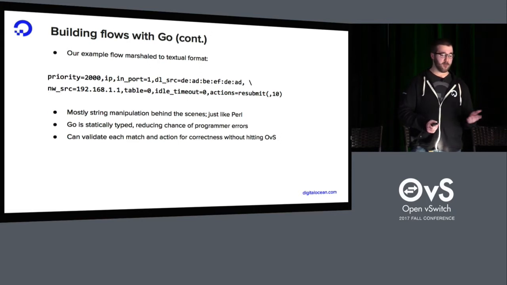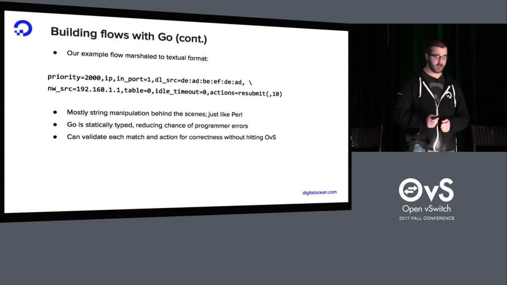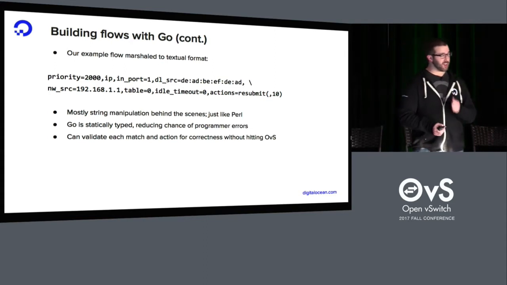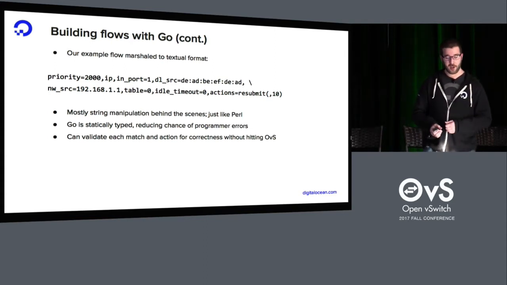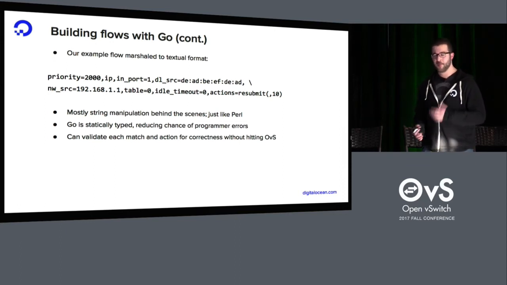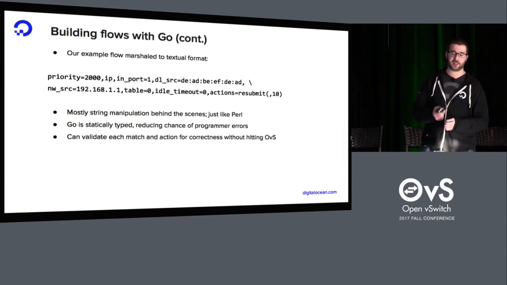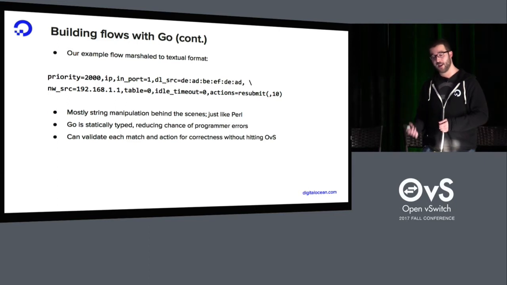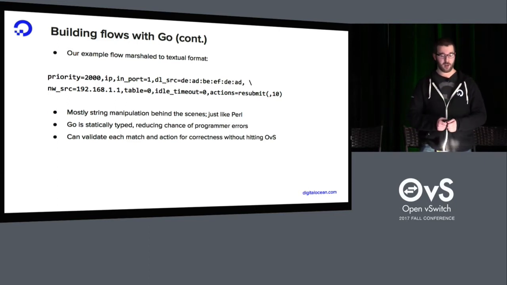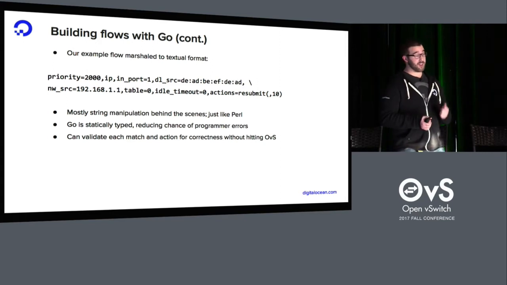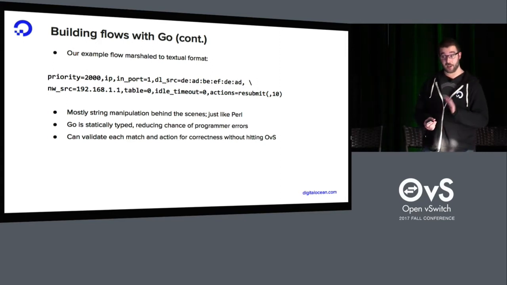So that example flow marshaled to the textual format looks something like this with some mock data. So behind the scenes, this is mostly still string manipulation, just like Perl. But since Go is statically typed, we can reduce the chance of programming errors by verifying things like an IPv6 address can only be used where one is expected, or you can't use a MAC address in a field that expects an IPv4 address. So this is great. We can validate our matches and actions without actually touching OVS at all.